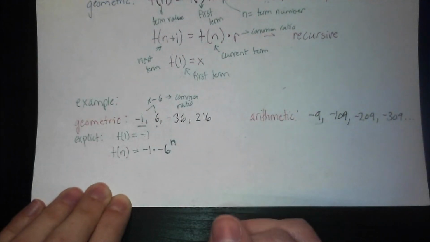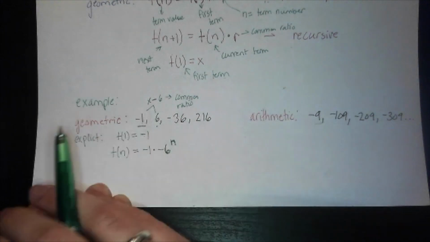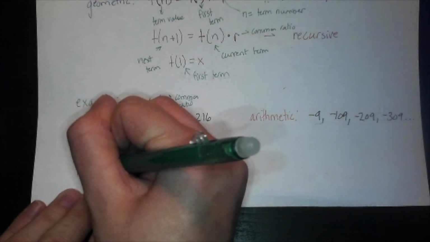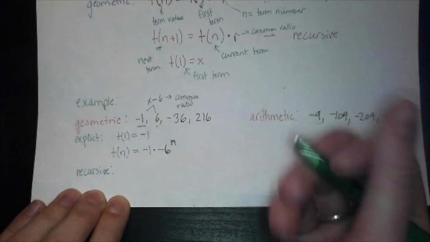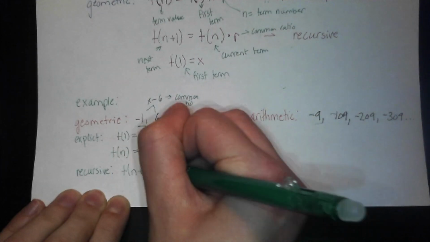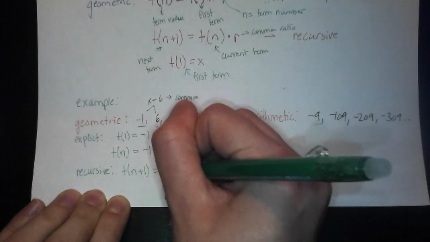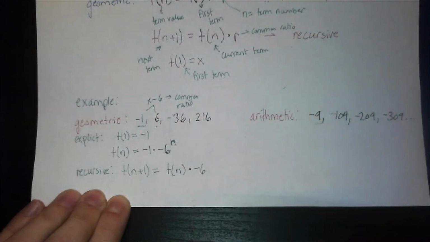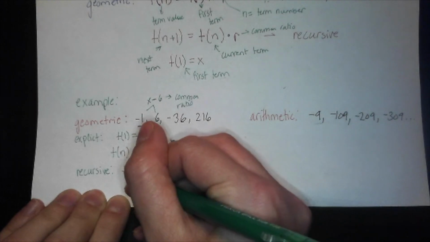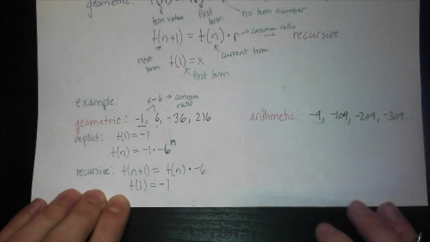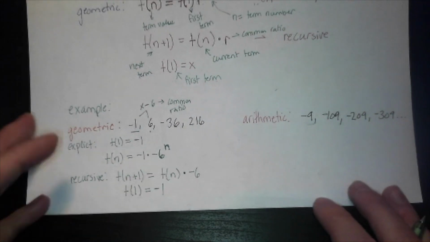not times n. All right, now we're going to go ahead and look at our recursive sequence because we already know all the things that we need to know. So our recursive sequence looks like this. We have t of n plus 1 equals t of n, pretty simple, times our common ratio, which is -6. But we also have to write what our first term is. So t of 1 equals -1. And that's all we got to do.